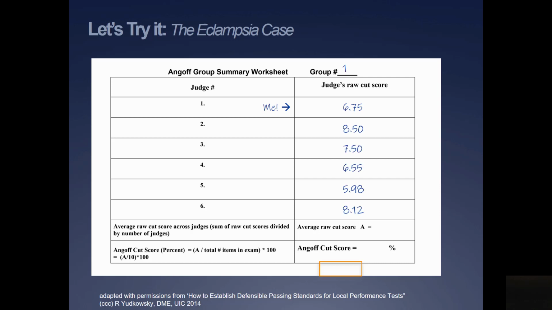Okay. And what I'm doing is I'm going to calculate the average raw cut score, or A, and I added it up. That's 45.2 divided by, again, the number of items, 6, and that is 7.53. Well, we're not there yet. So what I do with that 7.53 is I divide it by the total number of items times 100, and I get 75.3 as my minimal passing grade for a minimally competent student.